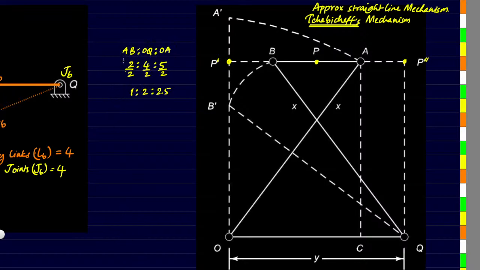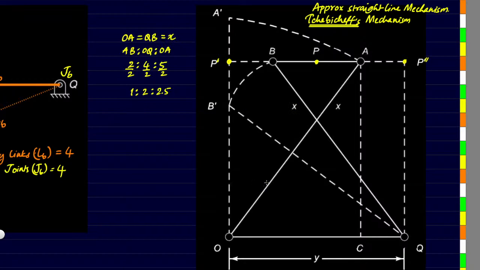And of course, the two links, that is OA and QB, need to be equal. Both of them, you can see, have been marked by the length X. So that's about the mechanism.